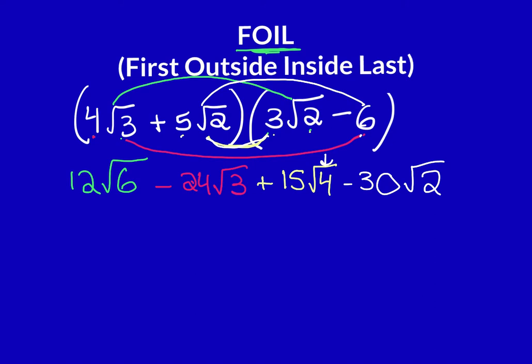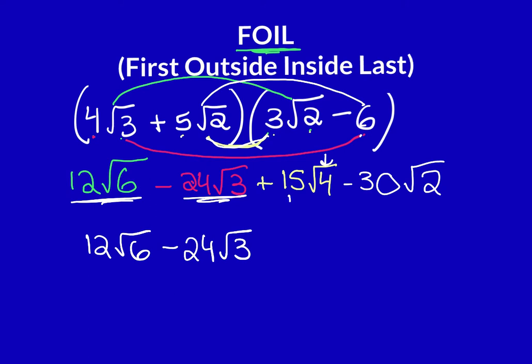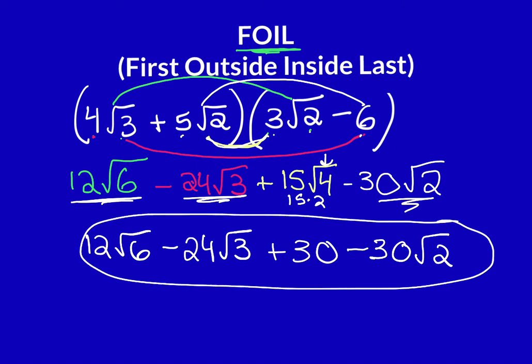All right, so can I simplify anything? So 12 square root of 6. Can't simplify anything there. Minus, let's see, 24 square root of 3. I can't simplify anything there. Well, this would be 15 times 2, which is just 30 with no radical, minus, I can't simplify anything here, 30 square root of 2. So I cannot add or subtract any of those together that I have left, and that is the simplified expression after using the FOIL method.